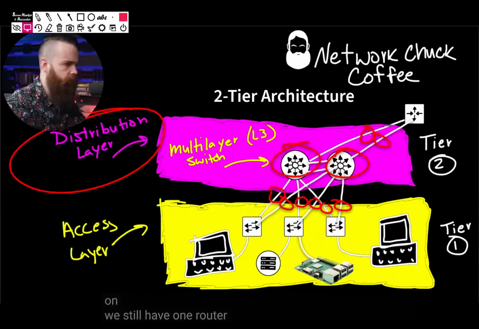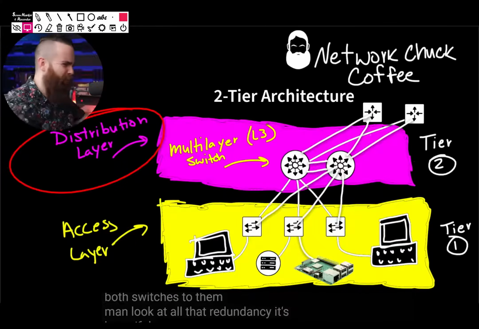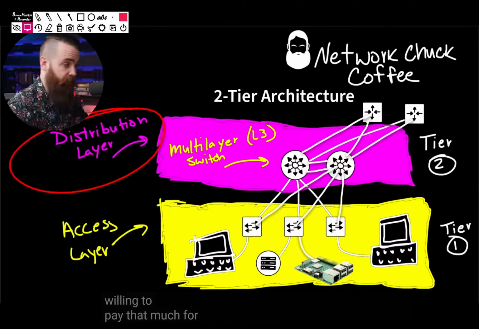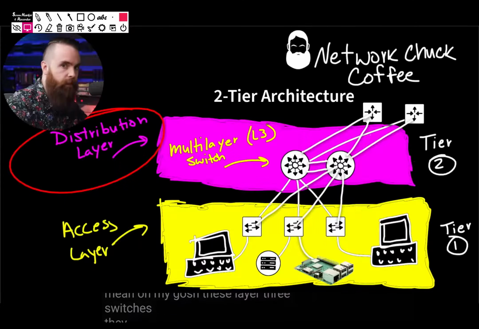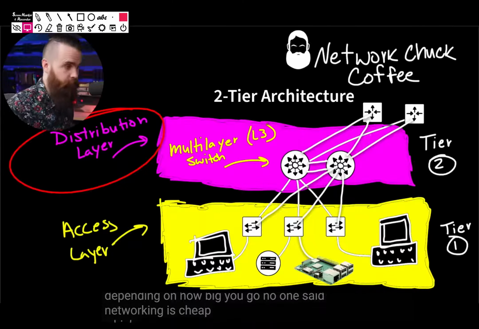But wait, hold on. We still have one router. We can solve that. Let's solve that right now. Let's put in one more router, and we'll connect both switches to them. Man, look at all that redundancy. It's beautiful. But it's expensive. This is ideal. A lot of companies aren't willing to pay that much for stuff because, oh my gosh, these layer 3 switches could be hundreds of thousands of dollars. Same for the routers, depending on how big you go. No one said networking is cheap, which is why we make the big bucks.